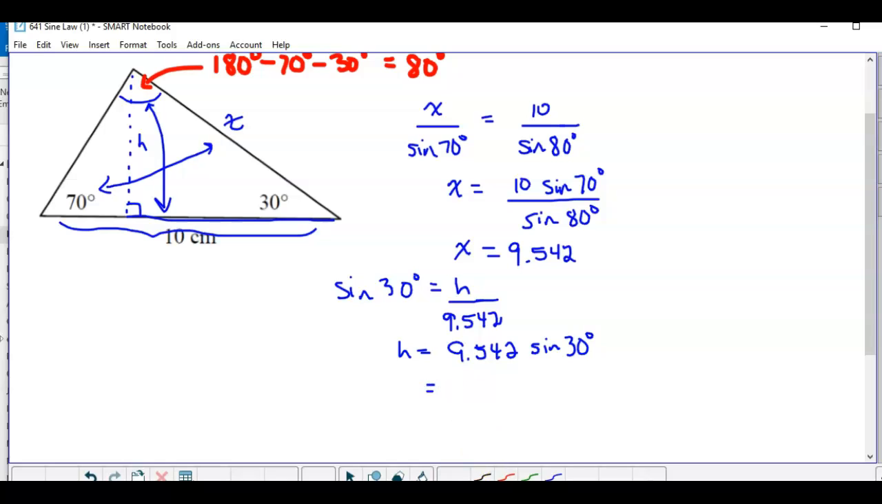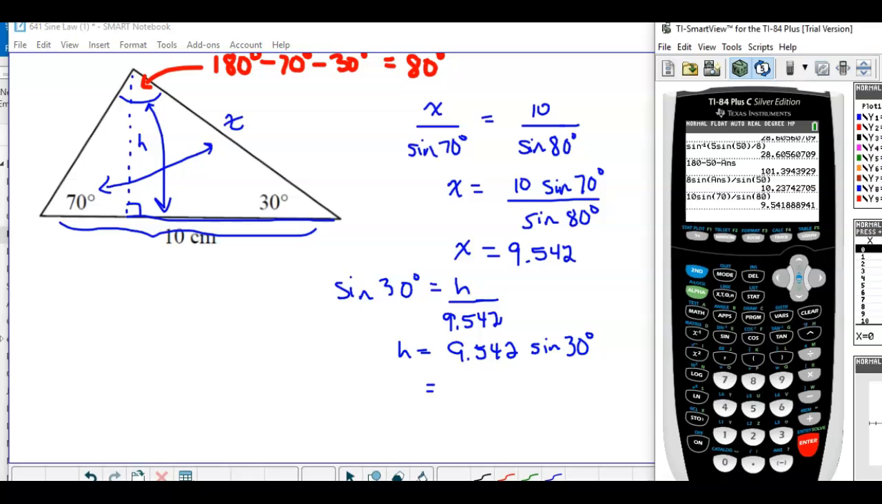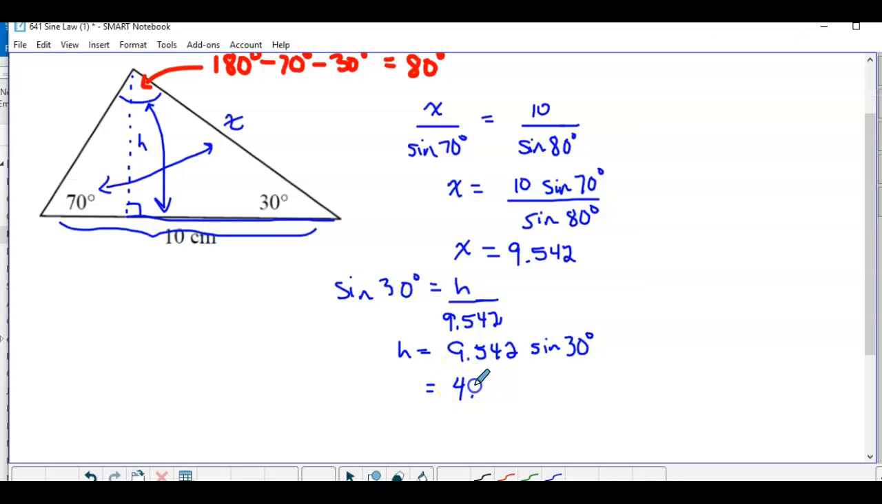So now my height here, if I get my calculator out, I still have that previous calculation. Don't re-enter it, because this is better. It's in there. Then just press times sine of 30. And now our height is 4.771 to 3 decimal places. No units yet. We're not done yet.